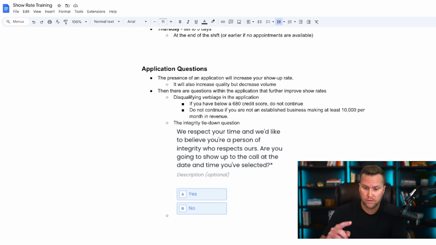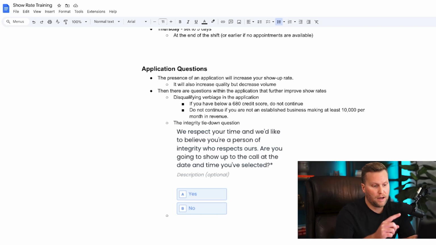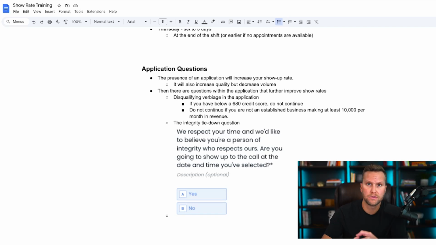It could be like, hey, what's your timeline to solve this problem? Where are you at in your business? How much revenue are you making? Or if you're B2C, it's how many bedrooms do you have in your house? What type of shingles do you have, right? So there's an application there where they're answering questions. So the person that's going to submit that application is more committed.